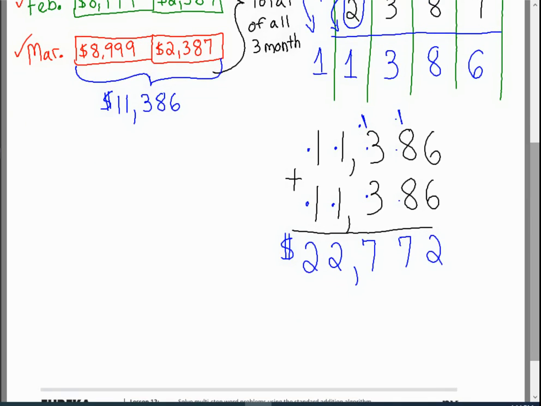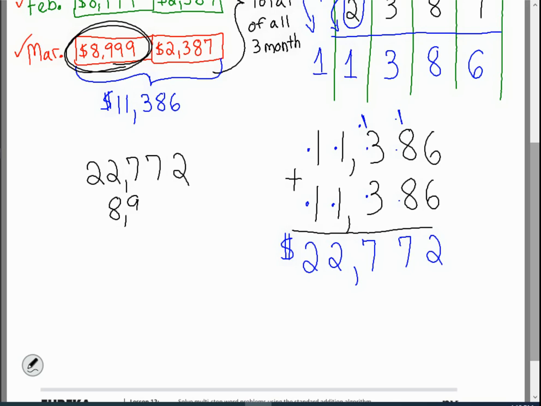So I'm going to take 22,772 plus, do you remember what January was? It was this number right here, 8,999. And I'm going to add those.